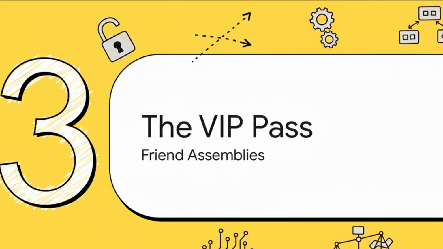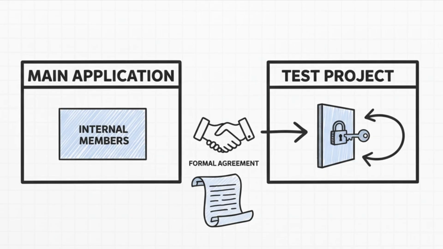So if reflection is like picking the lock, what if there was a more official way to get access? What if you could just get your name put on the VIP list? Well, you can. It's a feature called friend assemblies. The magic here is an attribute called InternalsVisibleTo. With this, you're creating a formal agreement right at compile time between two of your projects.